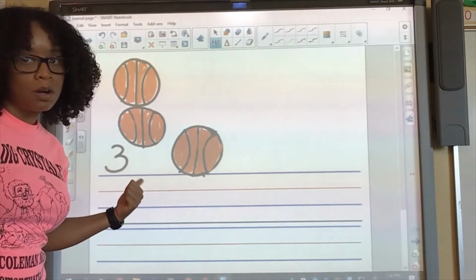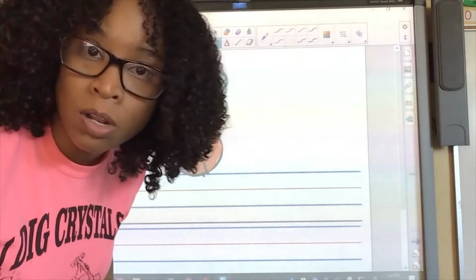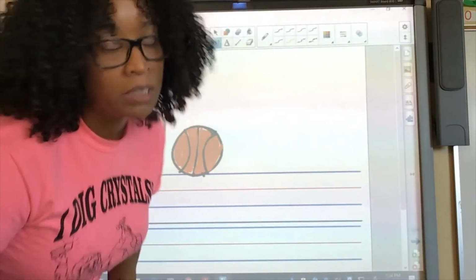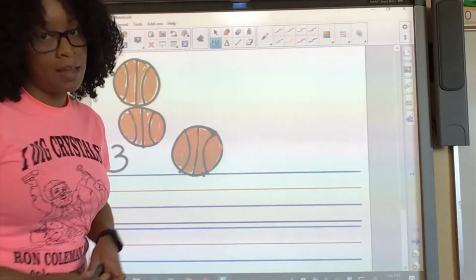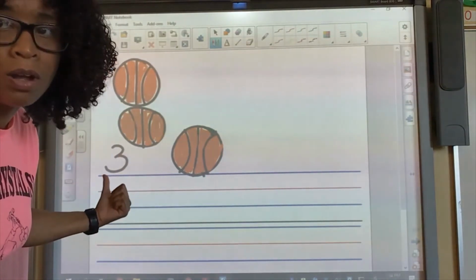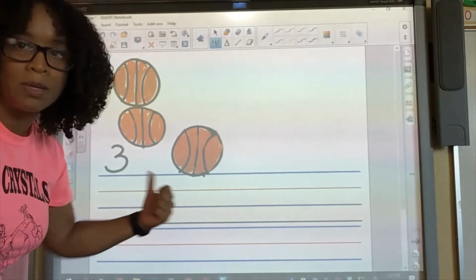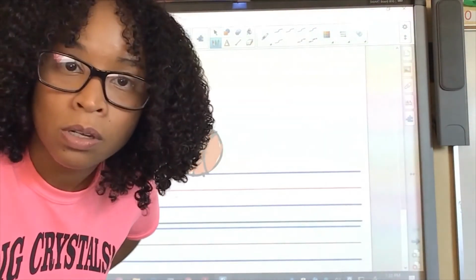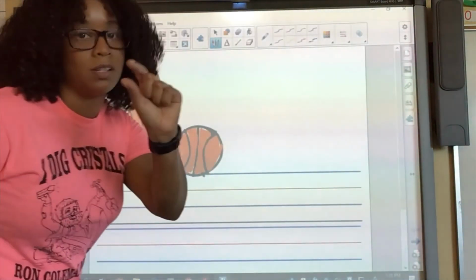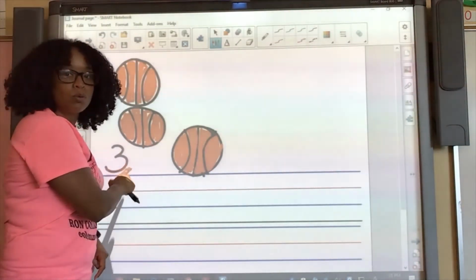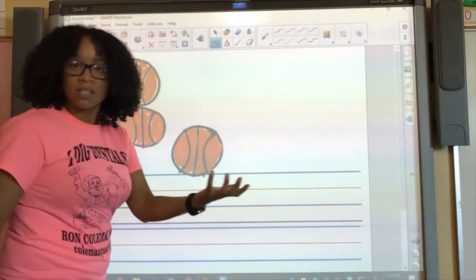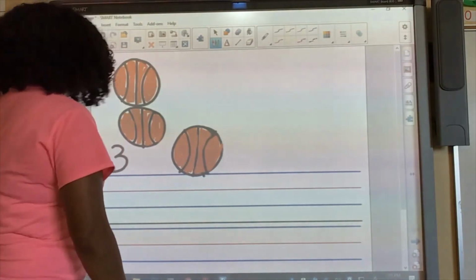So what number could we do that would be smaller than the number 3? 5? Nay, nay, no way, Jose. 5 is not smaller than 3. We need a number that's smaller. We want 3 to be greater than the number. Did somebody say 2? Yeah, 2 would be smaller. 3 is greater than, it's bigger, it's more than the number 2. So let's illustrate 2 basketball hoops.